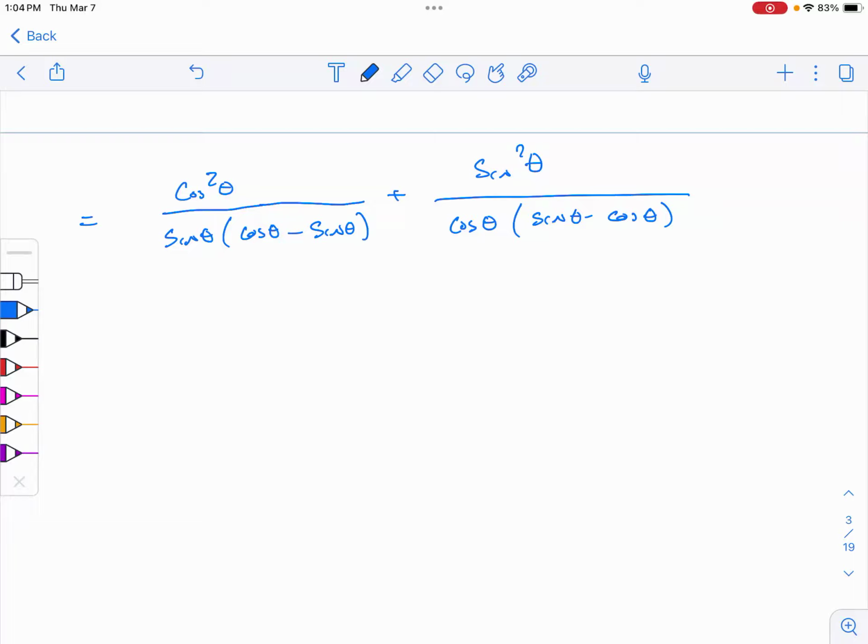What does this one need? This one needs a cosine. What does this one need? A sine. All right, so I'm going to factor a negative, and I'm going to do a common denominator here. And so I assume that's the trick that you're talking about.